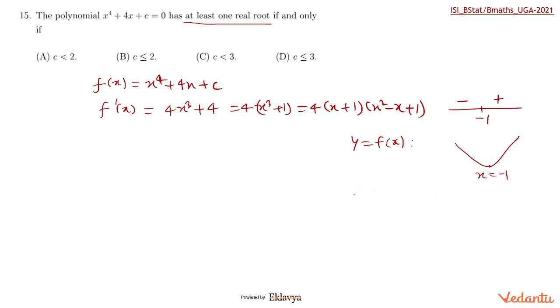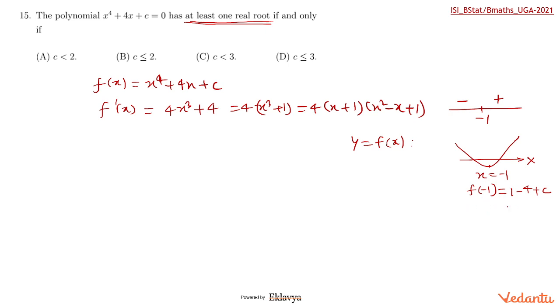So what is f(minus 1) now? f(minus 1) is 1 minus 4 plus c, and this must be, in order to get at least one real solution, in order to get one real solution, means to hit the x-axis at at least 1 point.